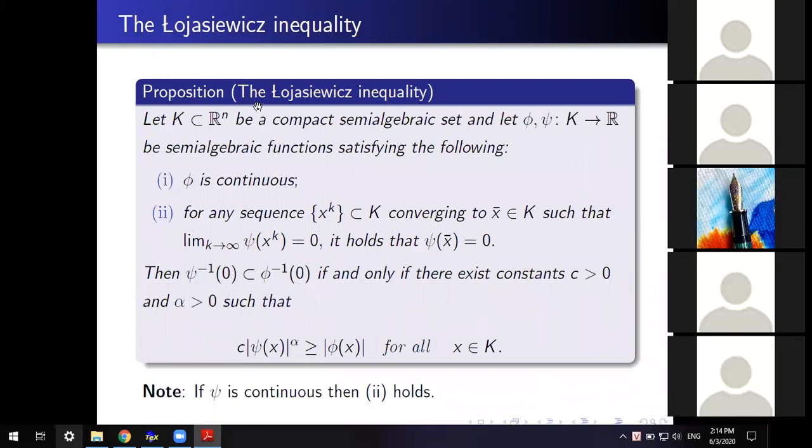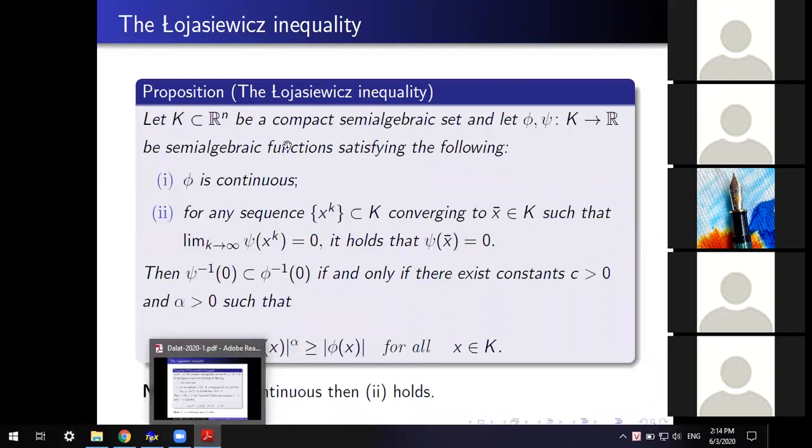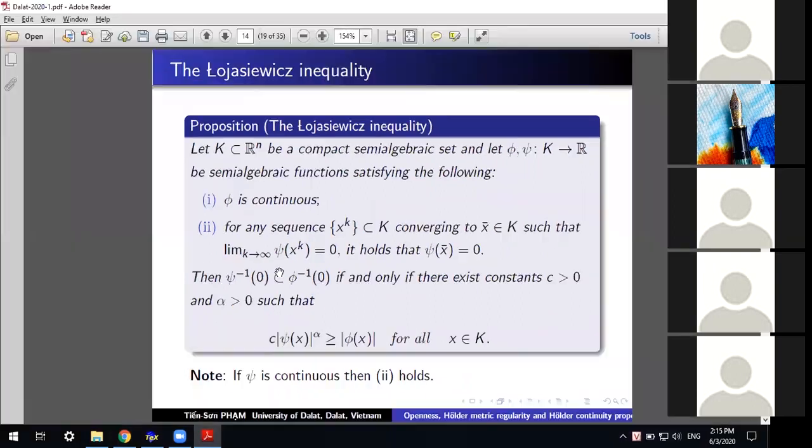We call this the Łojasiewicz inequality. This inequality is very important. Suppose that K is a compact semi-algebraic set, and phi and c are semi-algebraic functions, such that phi is continuous, and the second satisfies this assumption. The second may not be familiar to you, but you can see that if c is continuous, then this condition is satisfied.